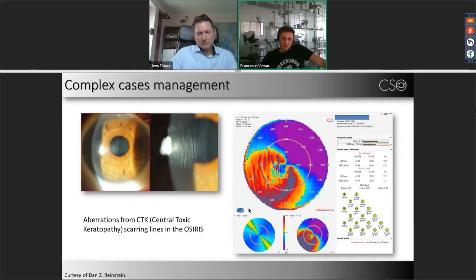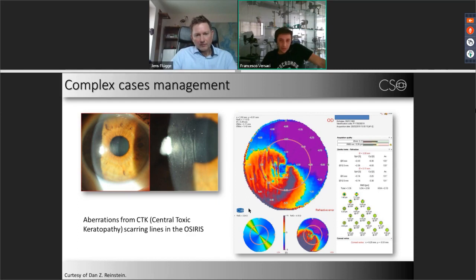This case is another very nice case. It comes from London Vision Clinic, from Daniel Einstein. So this one is a case of central toxic keratopathy, and it's not uncommon to have, in presence of this issue, a lot of aberration and some scarring lines on the stroma.